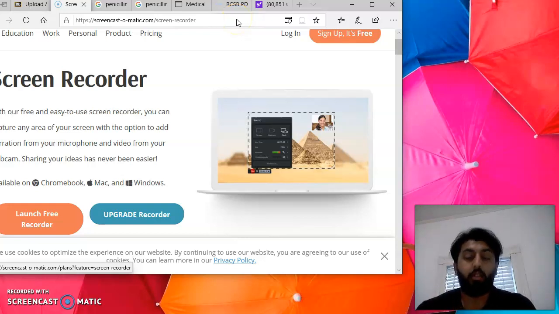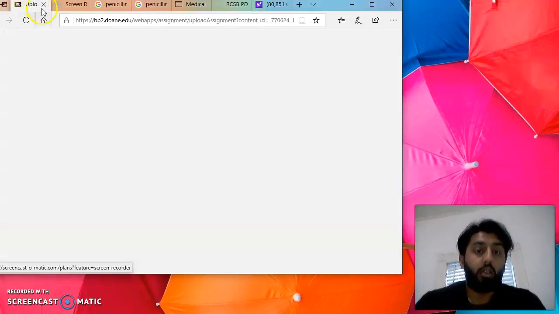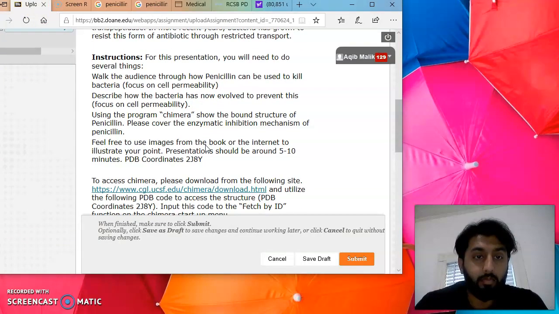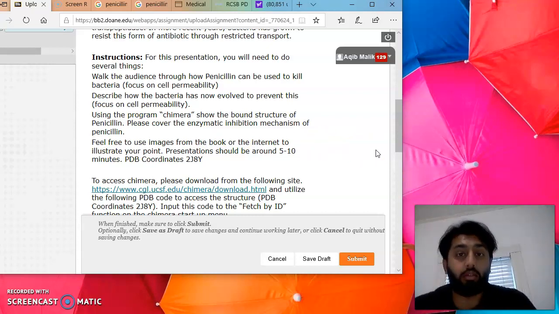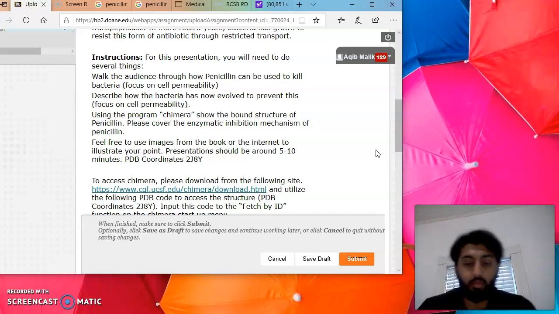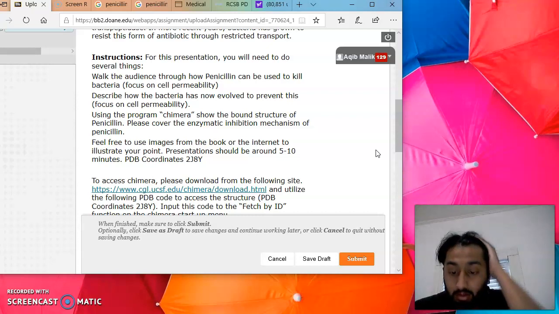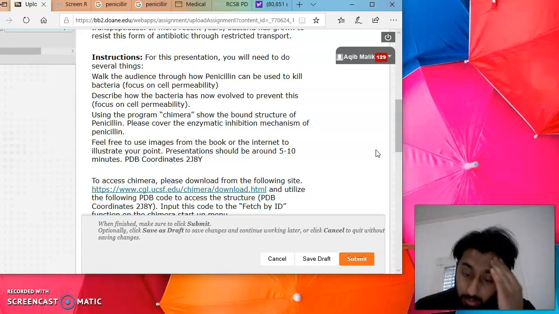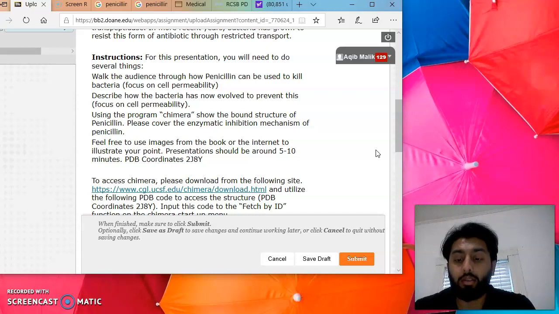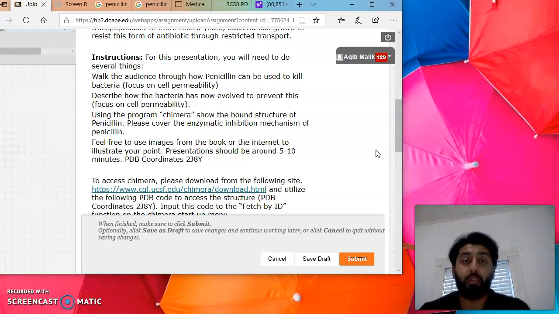Okay, today's topic is walking the audience through how penicillin can be used to kill bacteria, mostly focusing on cell permeability and then describing how the bacteria has enabled to prevent this focus on cell permeability, and following using the program Chimera show the bound structure of penicillin. Please cover the enzymatic inhibition mechanism of penicillin and also use images and show the PDB coordinates.